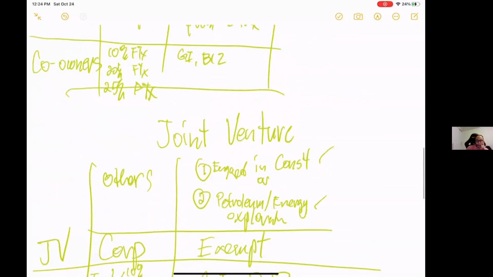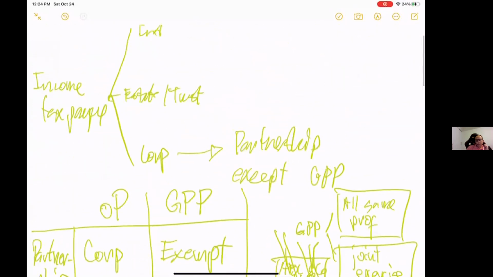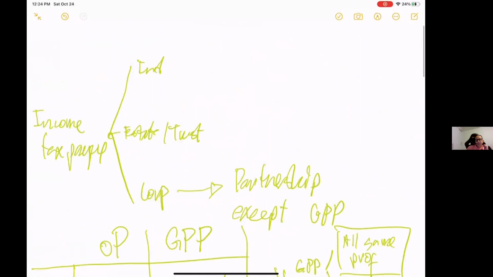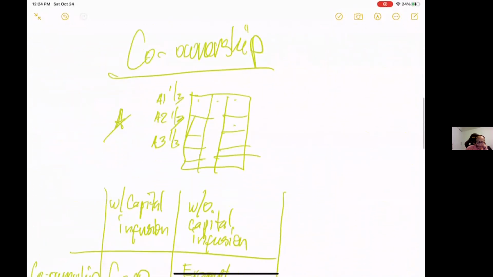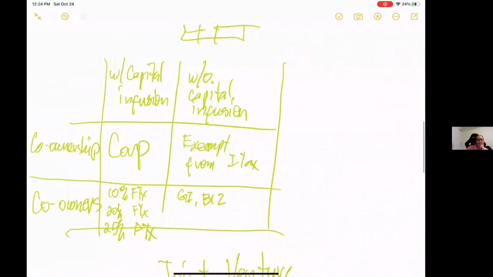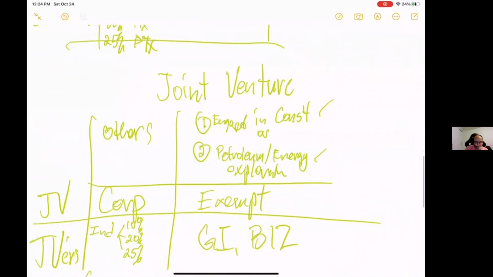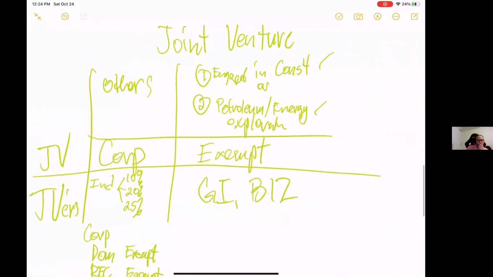Okay? So my friends, this concludes our discussion on partnership. Yan, partnership in yung summary. On co-ownership and joint venture.